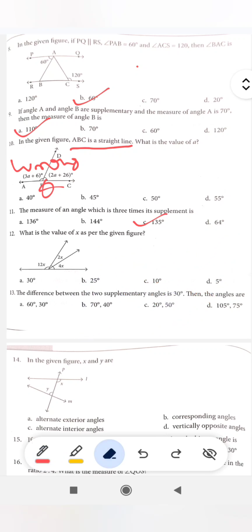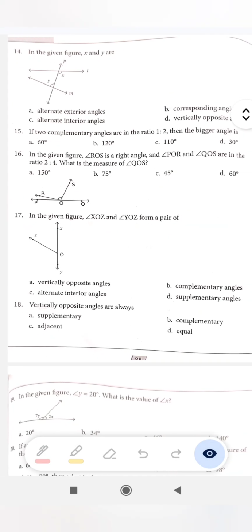Now come to the next part. The difference between two supplementary angles is 30 degrees. Then the angles are what? Two supplementary angles. So obviously from the options we could find out the answer. 60 and 30, if you add them, they make 90 degrees, so it is complementary. 70 plus 40 is equal to 110 degrees, so they are neither supplementary nor complementary. 20 plus 50 is equal to 70 degrees, so they are neither supplementary nor complementary. 105 plus 75 is equal to 180 degrees. So these two are supplementary angles and their difference is also 30 degrees. So here option D is the correct answer.